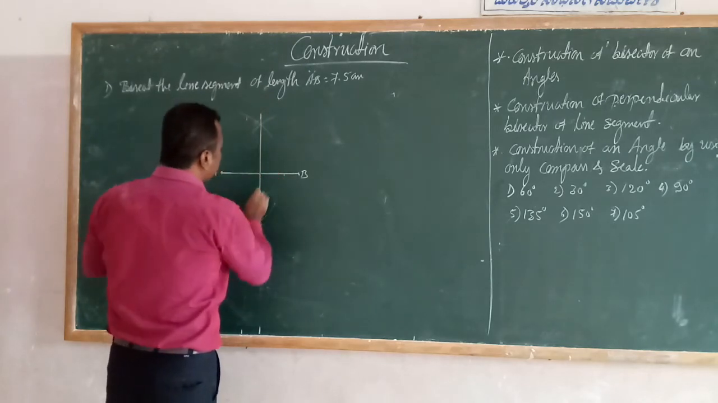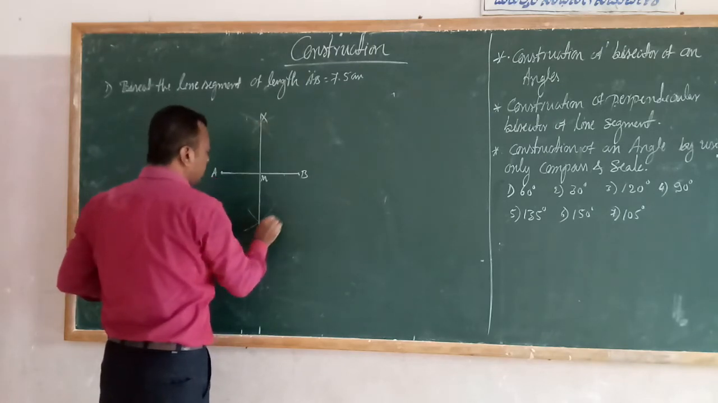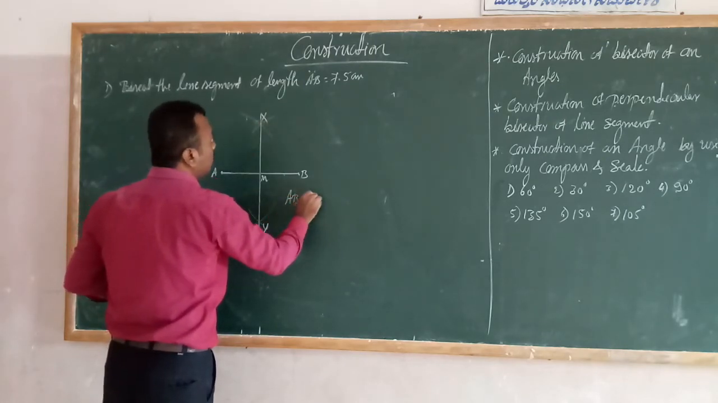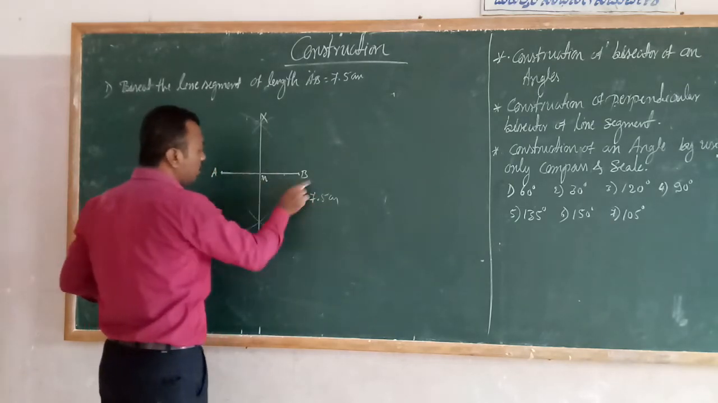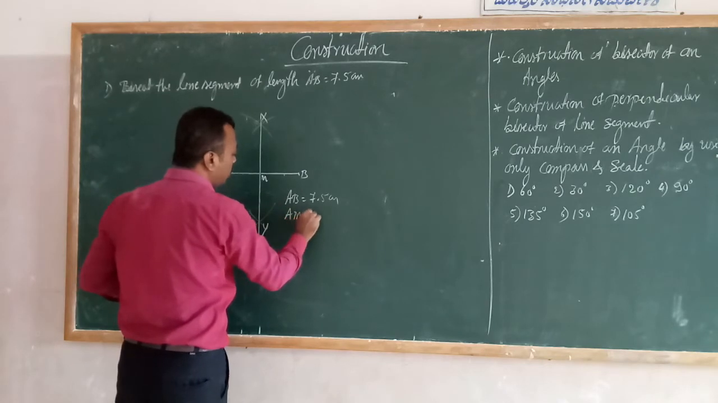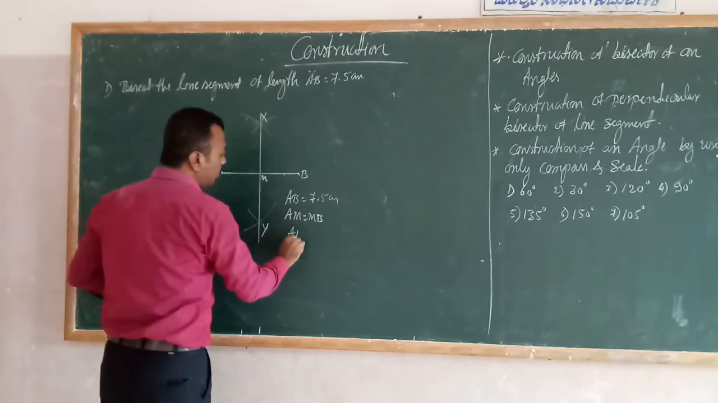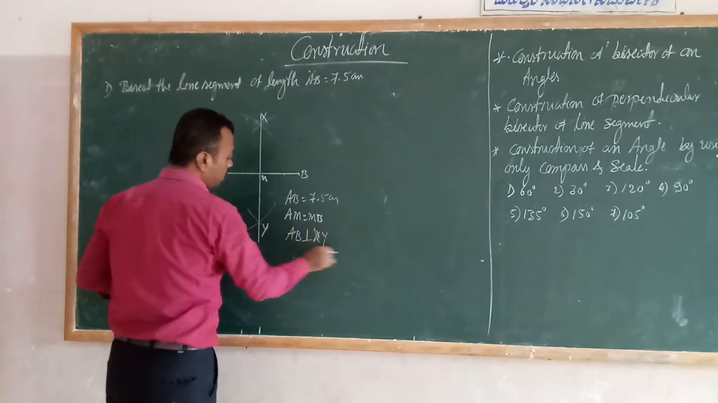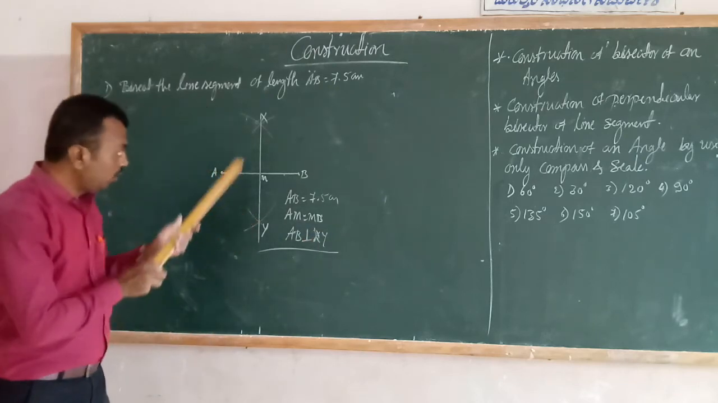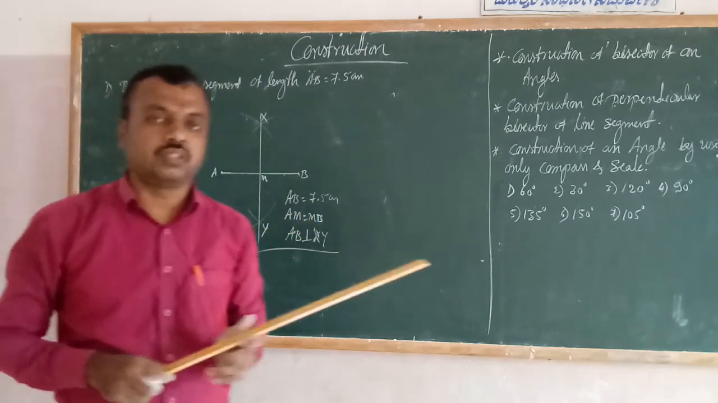Okay, so this is M, this is X and this is Y. So AB is equal to how much centimeter? 7.5 centimeter. You can check now. So AM is equal to MB. AM is equal to MB. Next, AB is perpendicular to XY. AB is perpendicular to XY. This is how we draw the perpendicular bisector of a line segment. Understood? This is a very simple procedure.